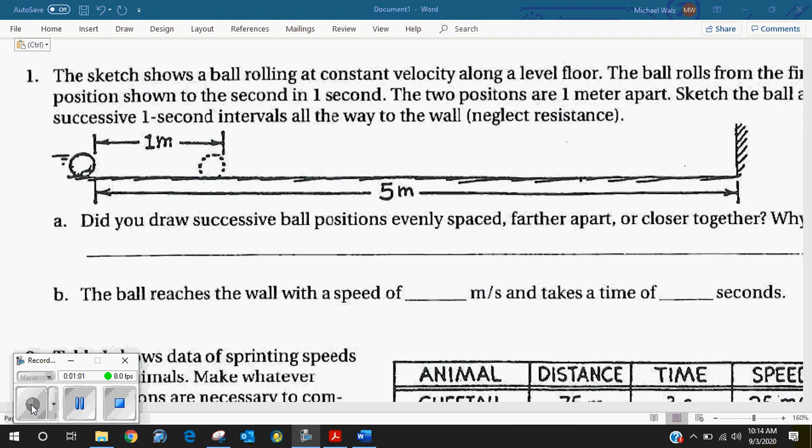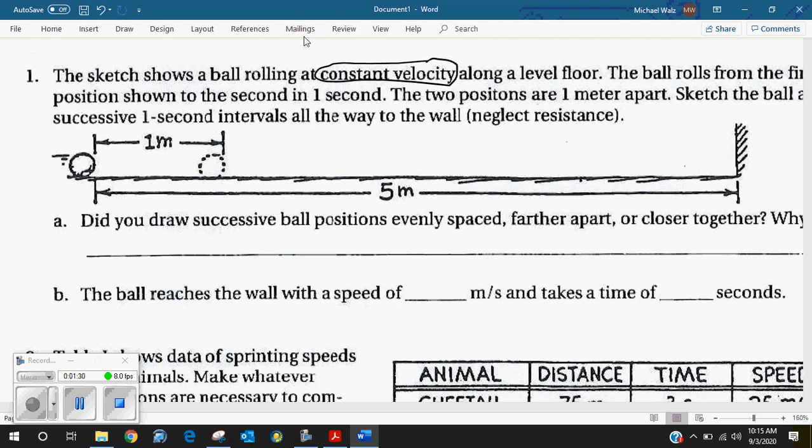Yeah, so you're right about that, Sonny and Alec. Thanks for explaining that. Since it's a constant velocity, it's going to be the same distance traveled each time. So when you make your sketch, you're going to want to measure this out on your paper and match that distance. It says, did you draw successive ball positions evenly spaced out, further apart, or closer together?